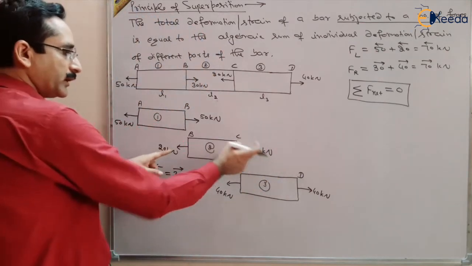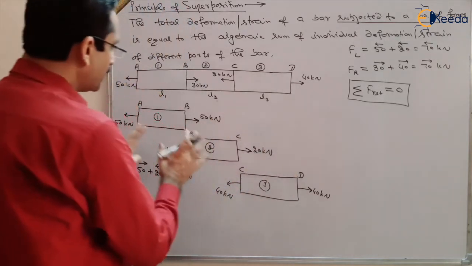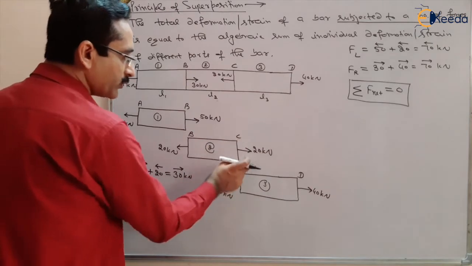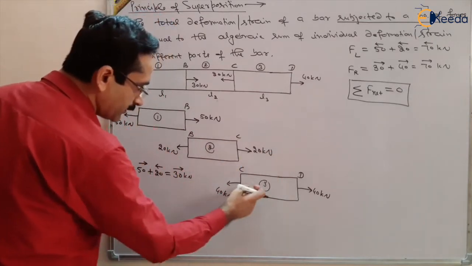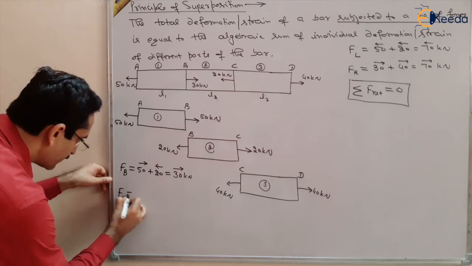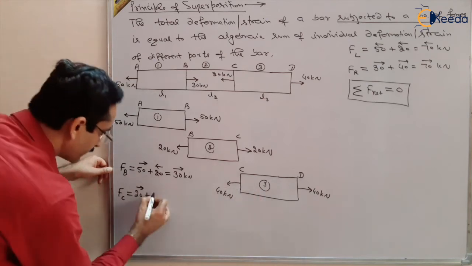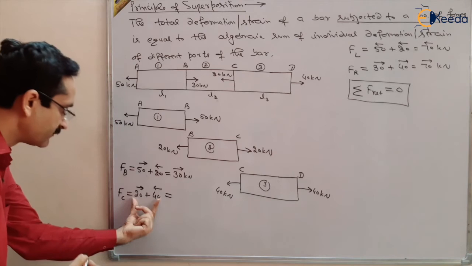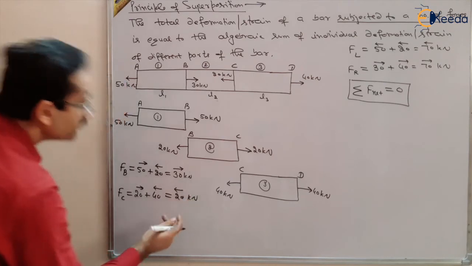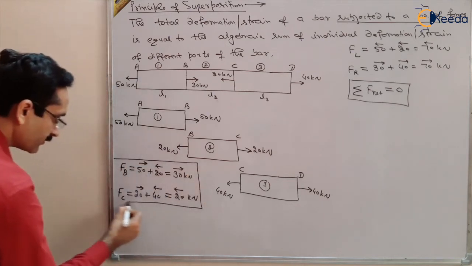So now 20 and 20, the body is in static equilibrium, and all the parts of the body now have the forces 50, 20 and 40. You can also check here, because C is the common point: 20 kN rightward plus 40 kN leftward. The sum of these will be 20 kN leftward. This is positive, this is negative. So 20 kN leftward, which is actually the force, 20 kN at C. So by this you can check whether you are doing it correctly or not.